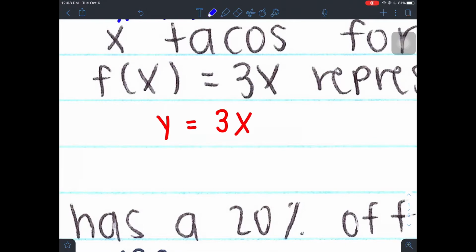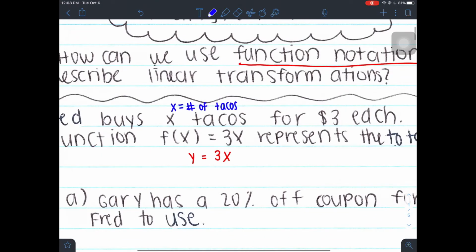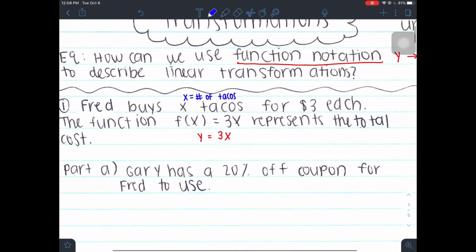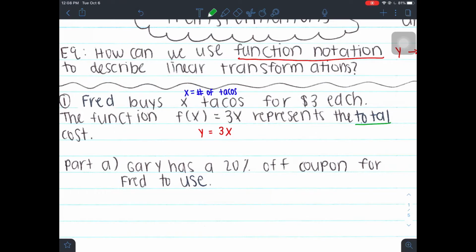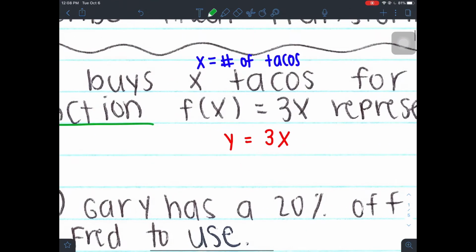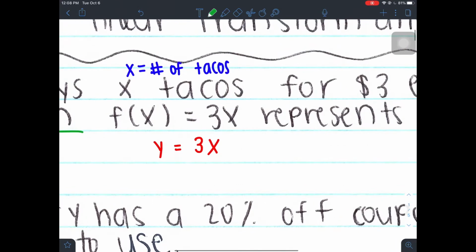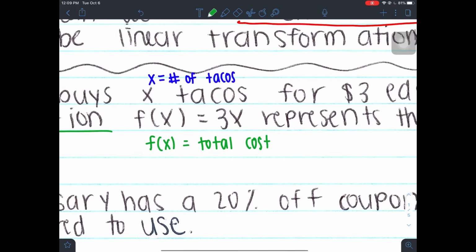So if X represents the number of tacos, what do you think f of x represents? What do you think the y represents? Well, it says that the function represents the total cost. Remember, the function is f of x here, which means f of x is going to represent the total cost. Whatever x is, that's going to be the number of tacos, and however many tacos that is, we multiply by 3, and then we're going to get our total cost. So f of x is our total cost.